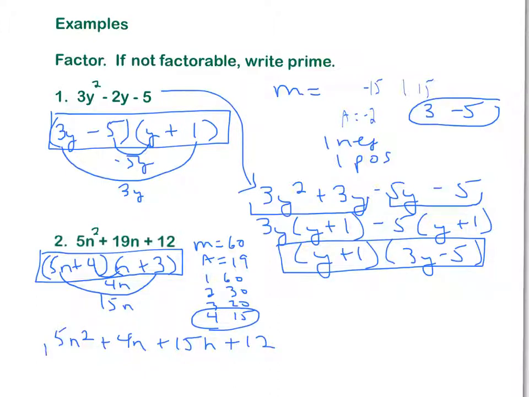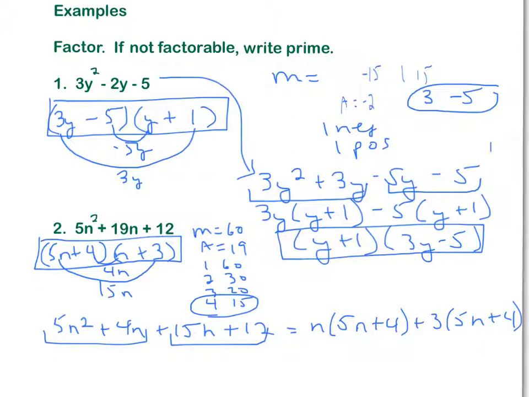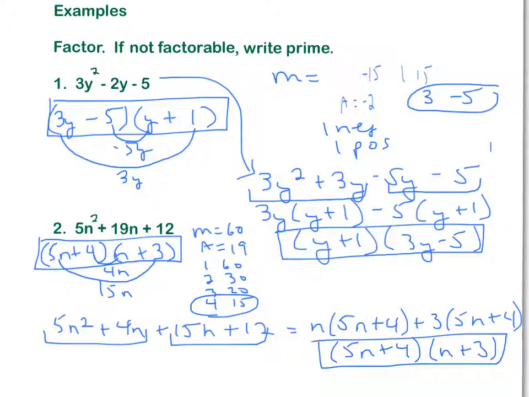Okay. The step-by-step method, I'm going to take this and write 5n squared plus 4n plus 15n plus 12. I'm going to factor it by grouping, which gives me an n times (5n plus 4) plus 3 times (5n plus 4). Then I can take out the 5n plus 4, and I'm left with n plus 3, and I get the exact same answer.